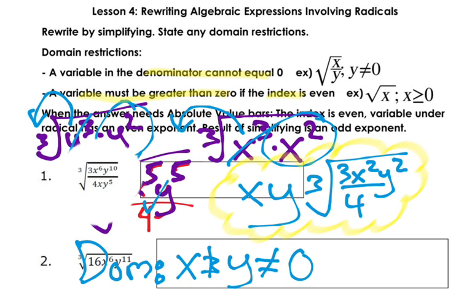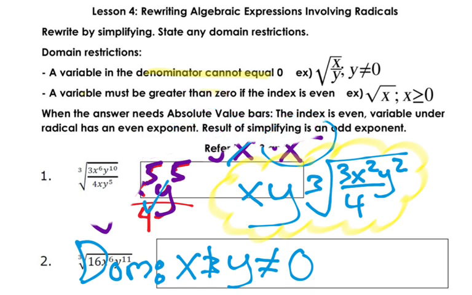So, if the index is even, then a variable must be greater than 0 underneath the radical sign. And that is not a problem in number 1 because the index was 3, and 3 is an odd number. The index being even makes that rule have to apply. And then the last domain, or not even a domain restriction, let me erase more of this work.